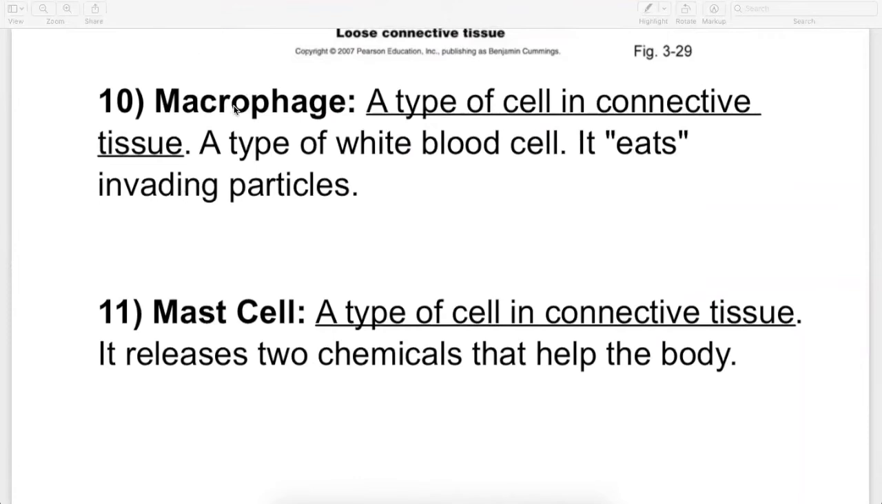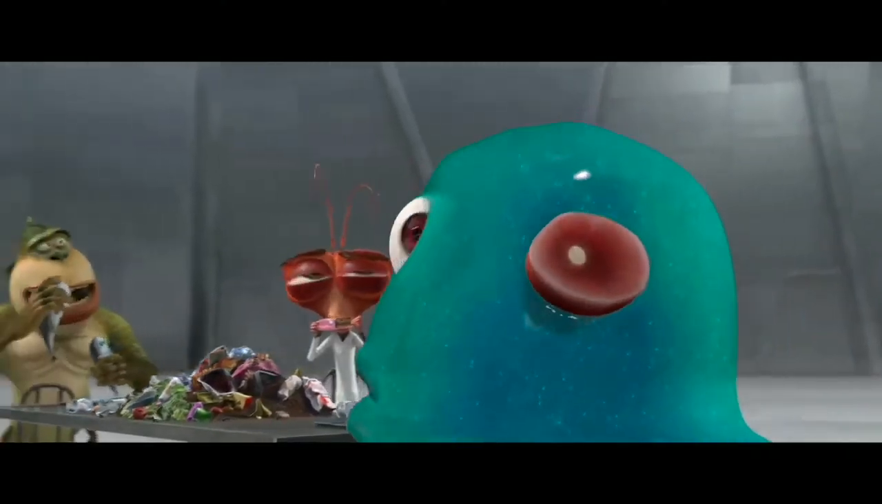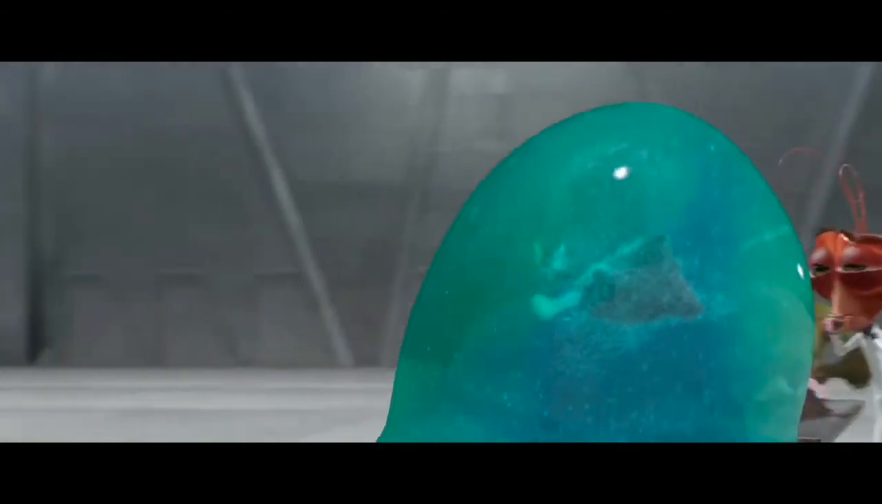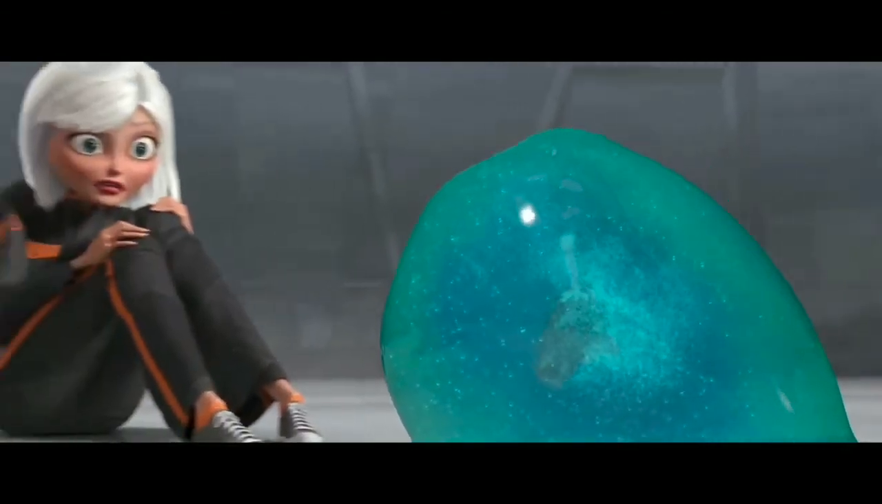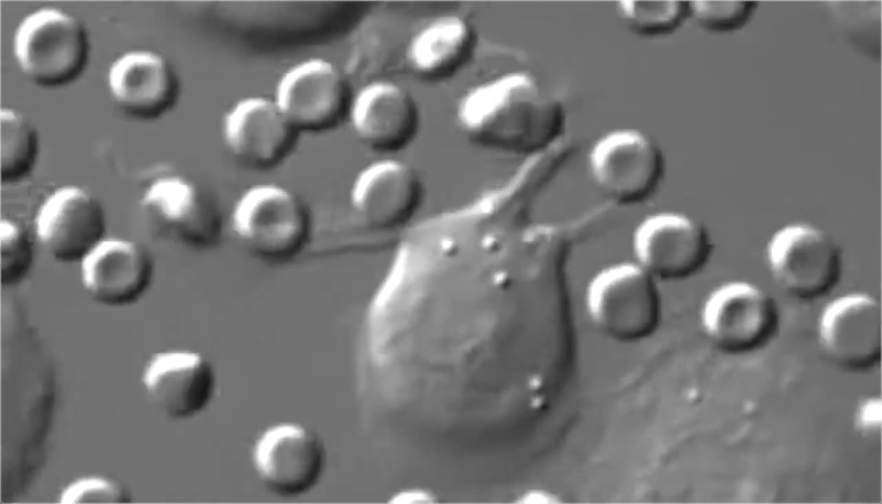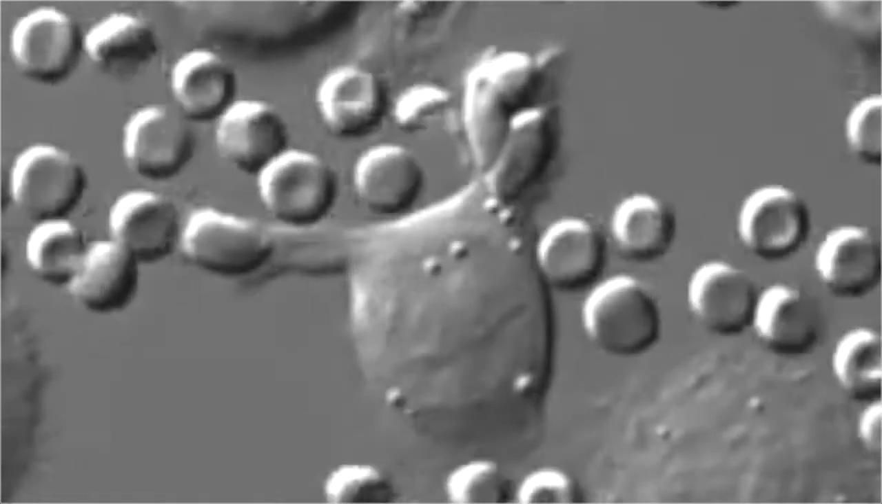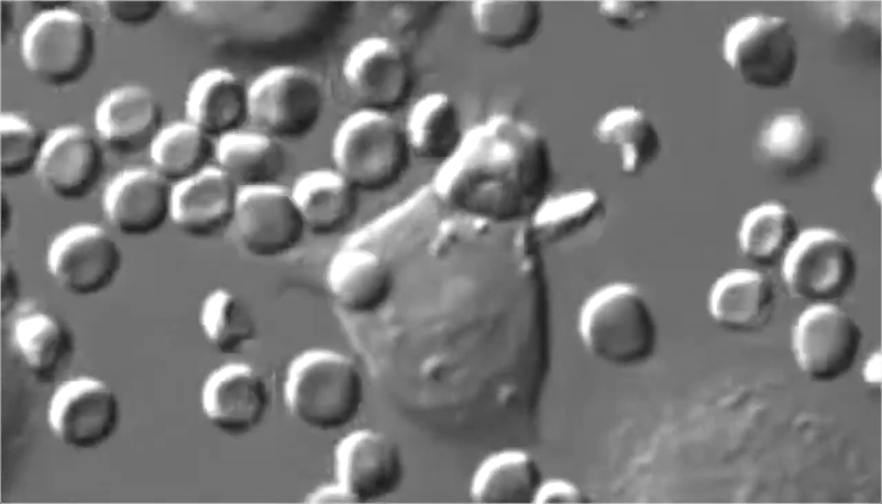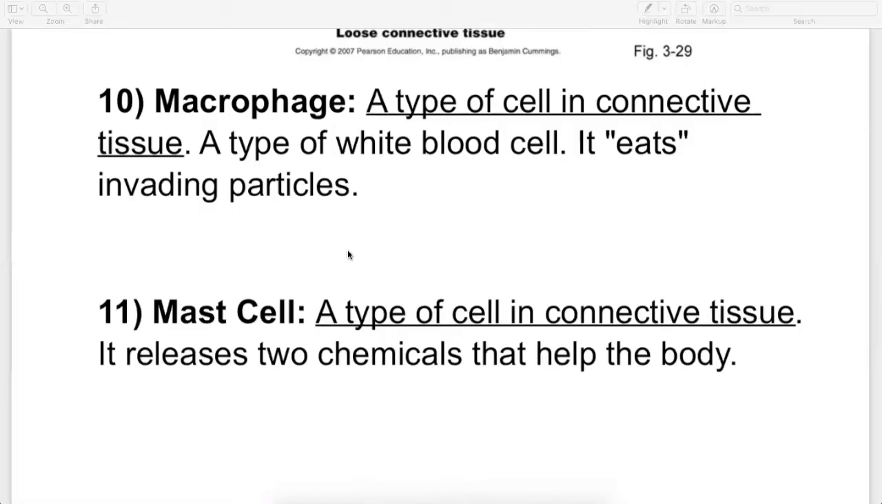A macrophage is the type of white blood cell that you would probably think about as going to eat invading particles. Right? Have you ever heard of the old horror movie The Blob? Or not as old of a movie, Monsters vs. Aliens? They had Bob the Blob, the blue guy who just engulfed things, and those things would just dissolve inside of him. Right? That's what a macrophage does. It just engulfs a bacteria, and that bacteria dissolves away so it doesn't make you sick.